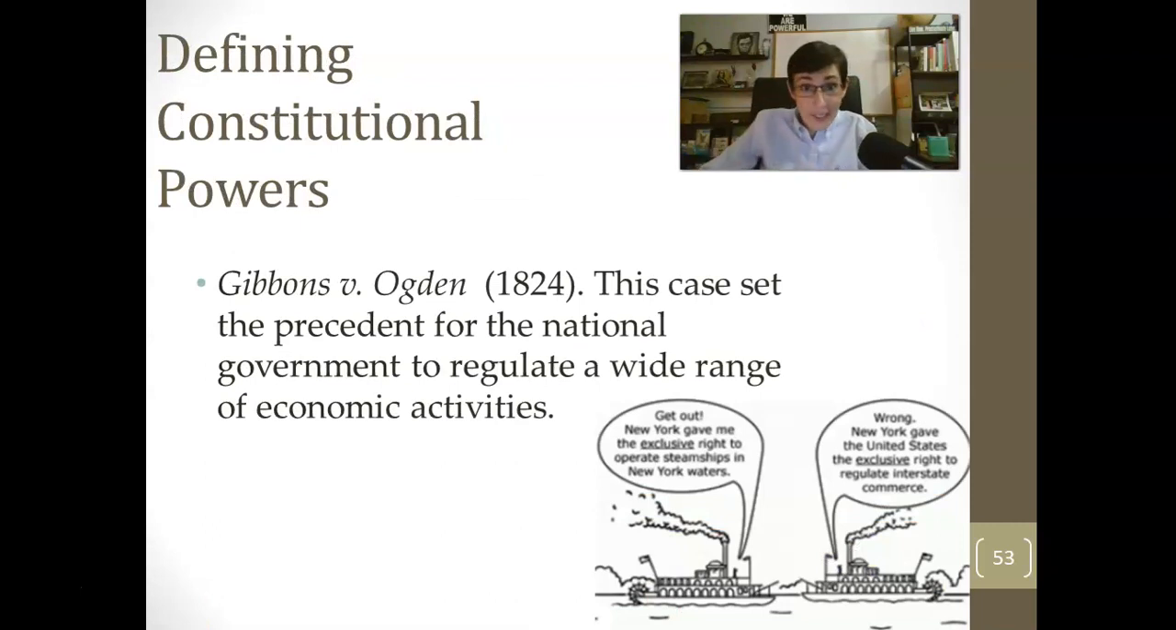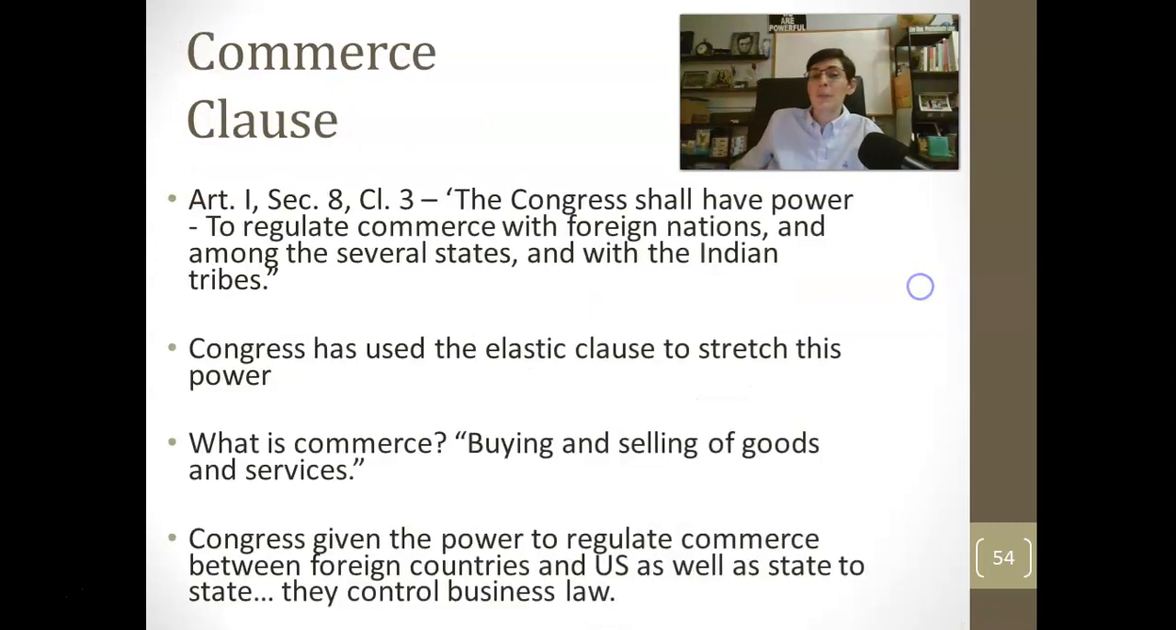Now another case, also fun, Gibbons v. Ogden. This was in 1824. So what this case did was it allowed the national government to regulate, at this point, virtually all economic activities. Not all, but almost all. And so let's talk about the situation, how this case arose in the first place.